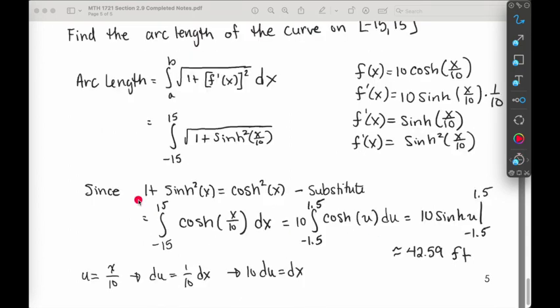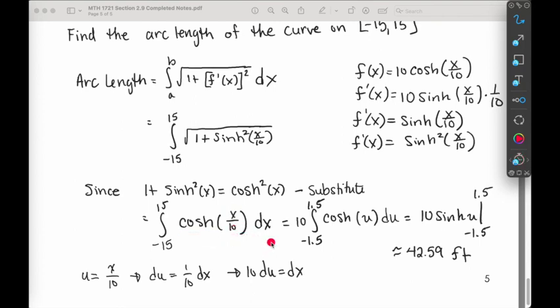We have an identity. 1 plus hyperbolic sine squared is equal to hyperbolic cosine squared. So I'm going to substitute this with hyperbolic cosine squared. And when I put the hyperbolic cosine squared under here, the squared and the square root undo each other. So I'm just left with the integral from negative 15 to 15 of hyperbolic cosine x over 10.